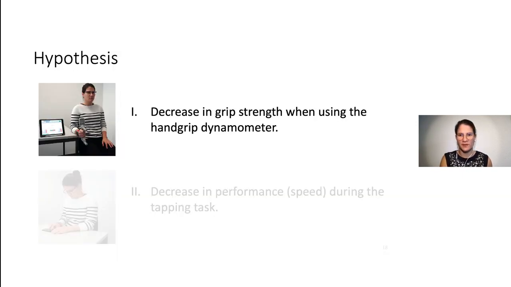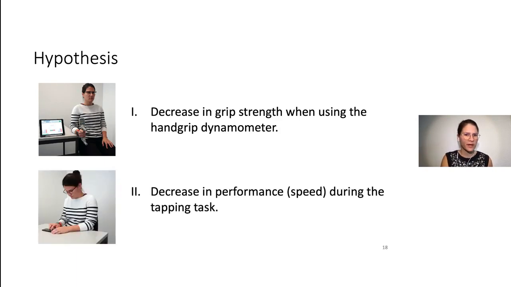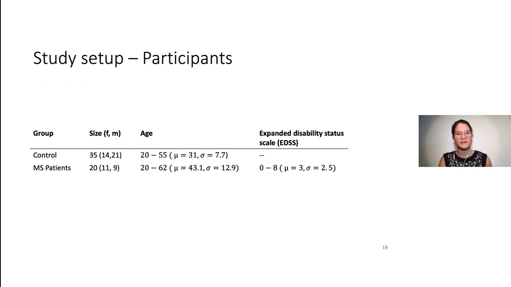We have 2 hypotheses, and this is with the assumption that tasks are performed or completed at maximal effort. So the first hypothesis is that we expect to see a decrease in grip strength when using a Handgrip dynamometer. Our second hypothesis is that we expect to see a decrease in performance, that means speed, during the tapping task on the smartphone. We conducted a study in order to evaluate our hypothesis.